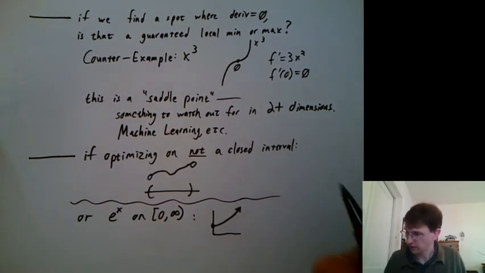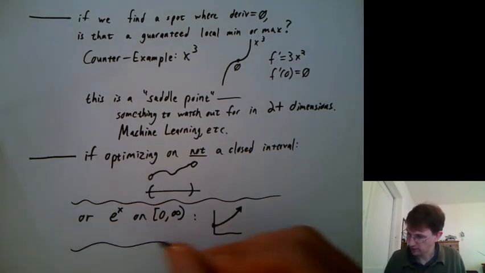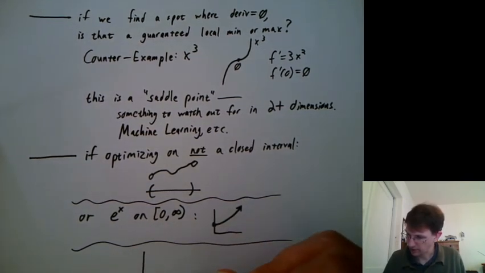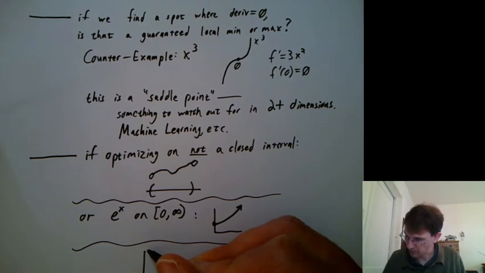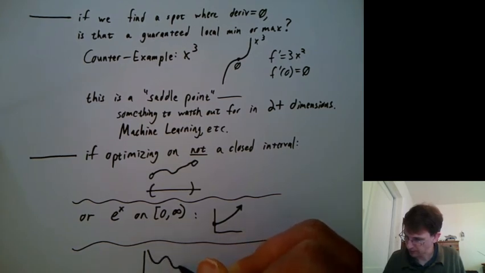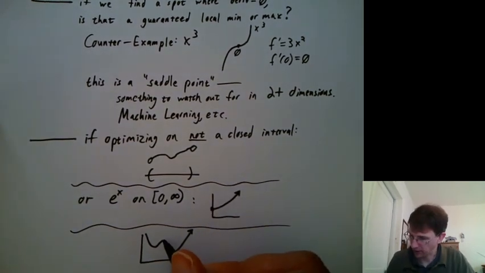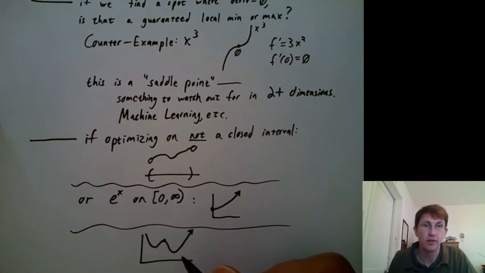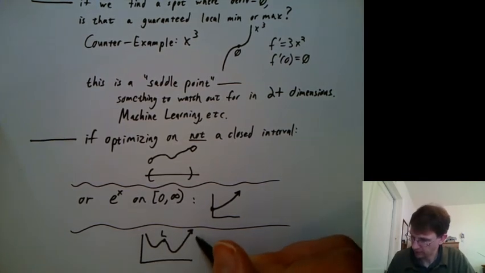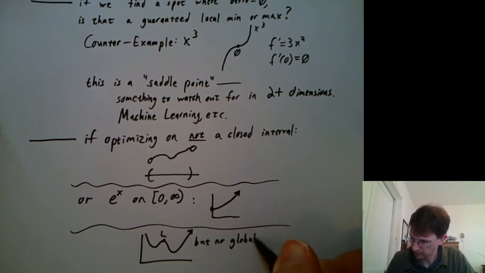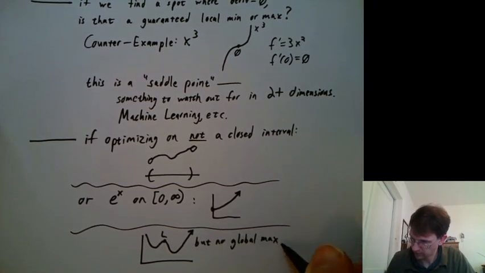So that's one example. You could also say something like this. If that keeps rising forever, you have a local max, but there is no global max. So those are the things you have to watch out for.